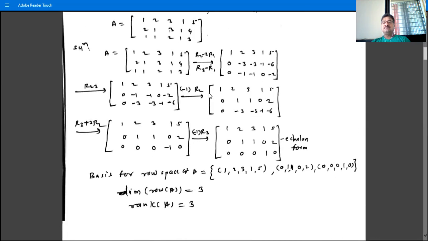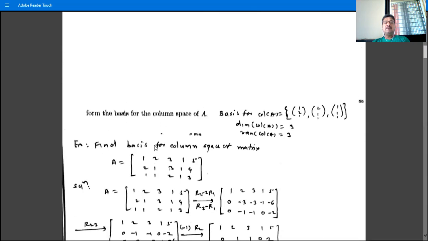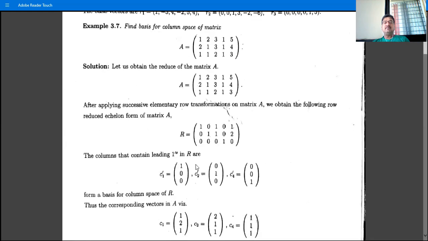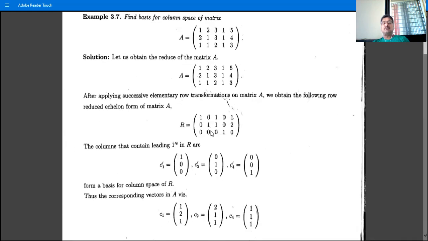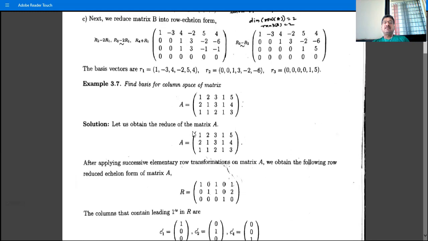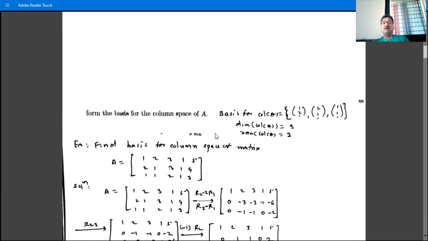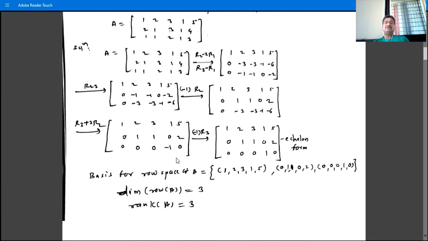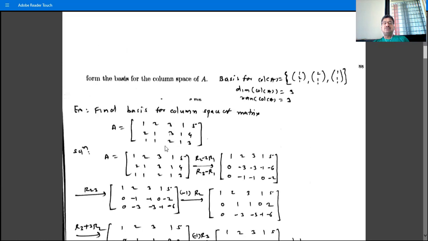Then right here, find the basis for the row space, not column space, of matrix A. The same example was the basis of the column space of A. So the correction is here: we have to find the basis for the row space of the same matrix. And we have to observe that the dimension of the column space of A and the dimension of the row space of A are both 3, both are the same.